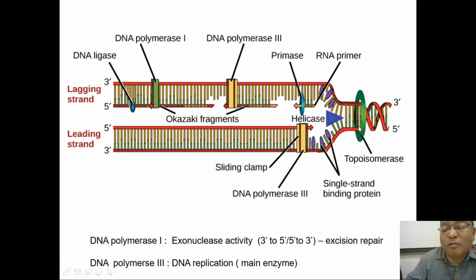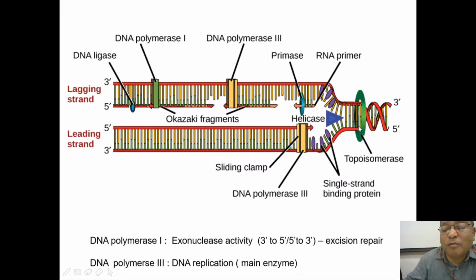But in the lagging strand, the synthesis cannot be in a linear continuous fashion. So what does it do? As it opens up, it will form an RNA primer. RNA primase is an enzyme that forms a small RNA primer. These RNA primers are necessary to form DNA, because DNA polymerase de novo cannot start a DNA synthesis. So the RNA primer is necessary to form the template.